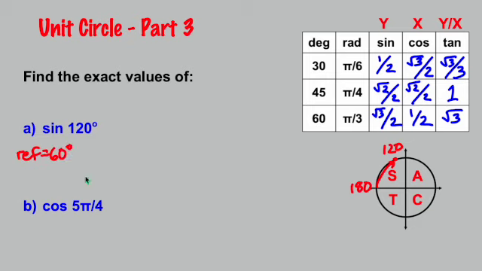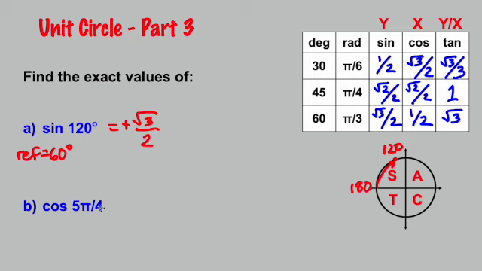So we're going to say to ourselves, well, what is sine at 60 degrees? Well, here's sine. Here's 60 degrees, and so that value would be the square root of 3 over 2. So that is definitely part of our answer. And then the last part is we need to determine, is this going to be positive or negative? Well, in the second quadrant, sine is indeed positive. So that is going to be our answer, positive square root of 3 over 2.